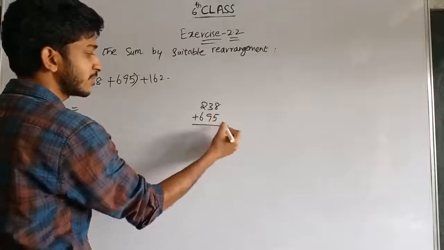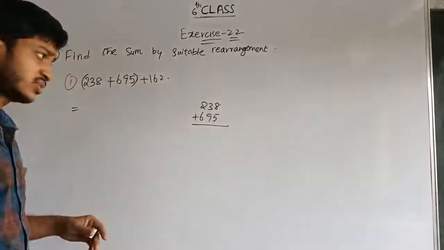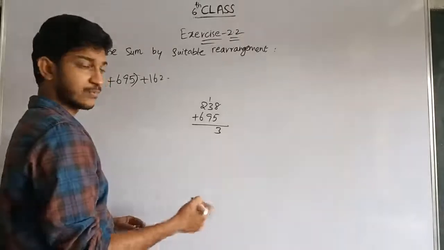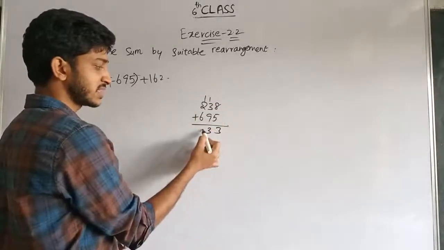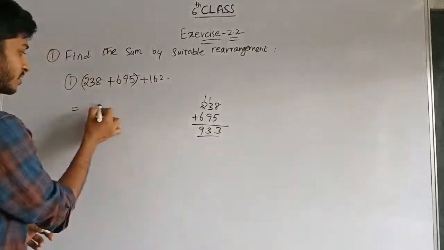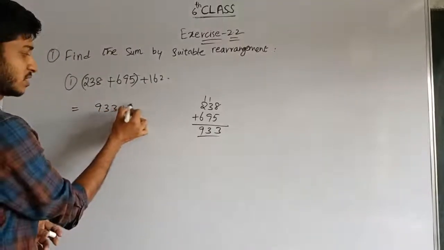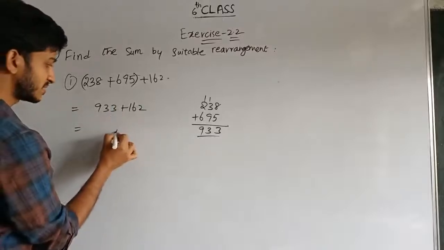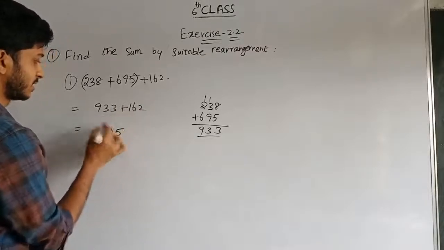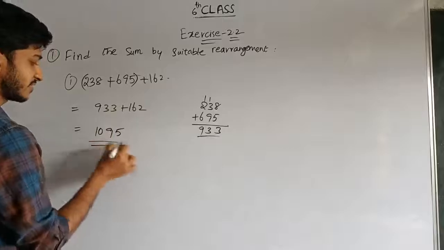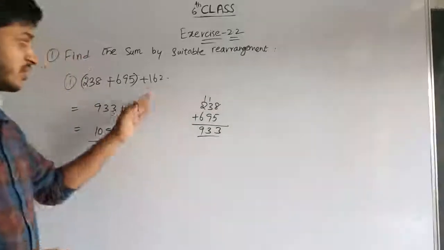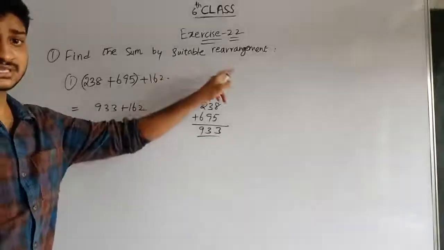So I am adding these two numbers. 8 plus 5 is equal to 13, so 1 is carry. 1 plus 3 is 4, 4 plus 9 is 13. Again 1 is carry. Here 9 is the sum. So 933 plus 162. Now add these two numbers. 2 plus 3 is 5. 3 plus 6 is 9. 9 plus 1 is 10. So 1095 is the answer. Like this we have to add the numbers. We don't need to add directly here. He's asking for suitable arrangement.